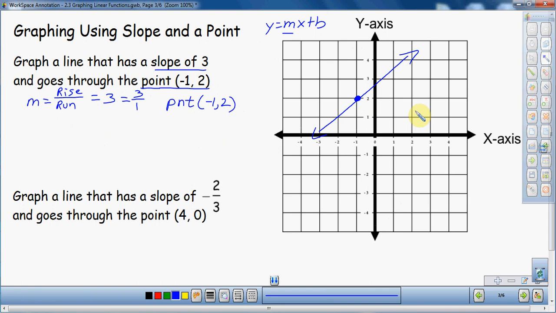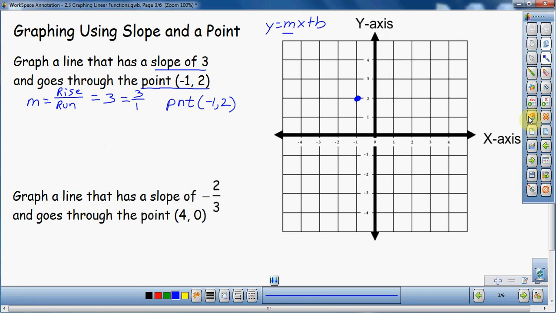So the thing is, when I do a slope of 3 over 1, I want to make sure that when I rise and run from this point, I rise up and then run to the right. Or I can rise down and run to the left. Either way, I can go either way from this point. But I wanted to make sure that you know that this is, in the end, kind of what this line is supposed to look like, because this is a positive slope. Positive 3, positive slope. Okay, so let's get rid of this line here.